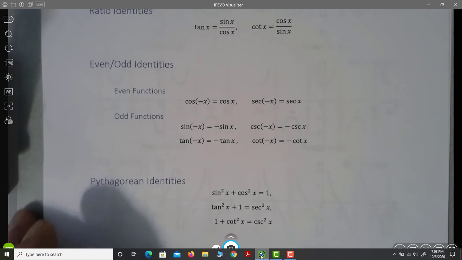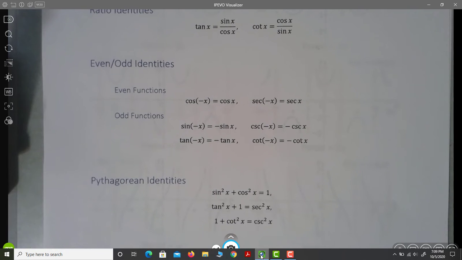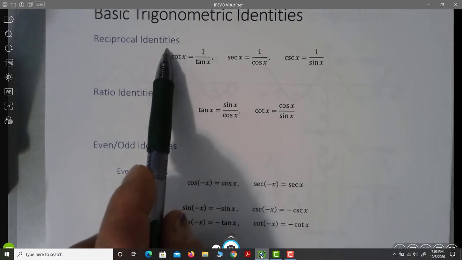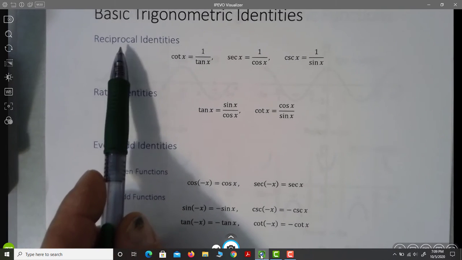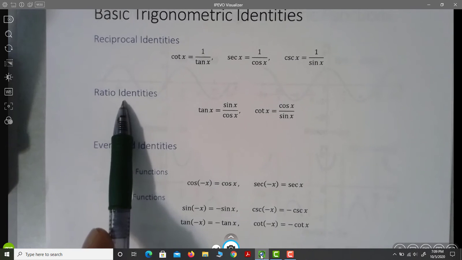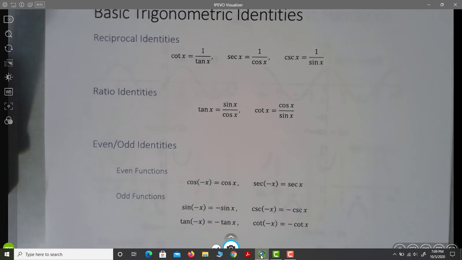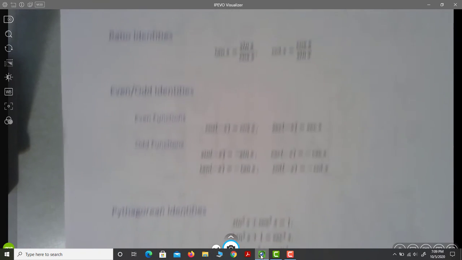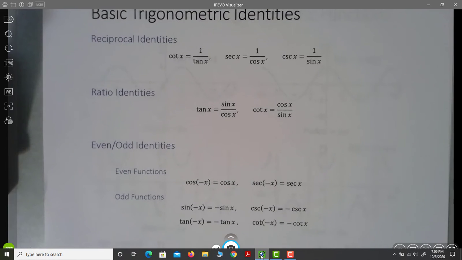Now, the good news is that all but 3 of them we have worked with before, at least at some level, although some of them may seem a little bit unfamiliar to you. It's important to also note that we have categories of identities. There's a group called the reciprocal identities, another called the ratio identities, another called the even-odd, and another called the Pythagorean identities. So let me just mention what's on here a little bit, and then in another video I'll actually show some examples of using these. But first I want to make sure you understand what they say.